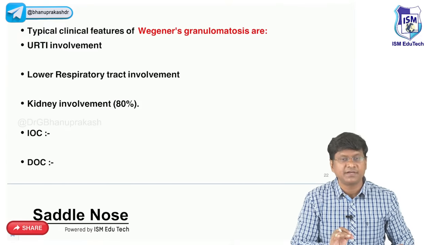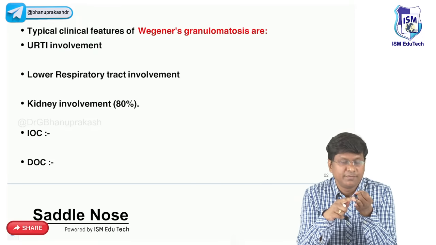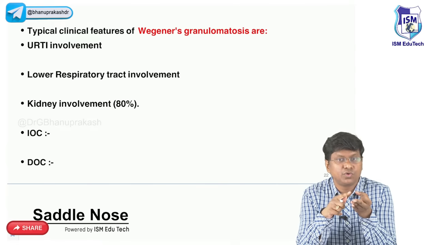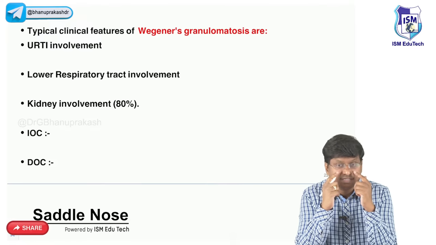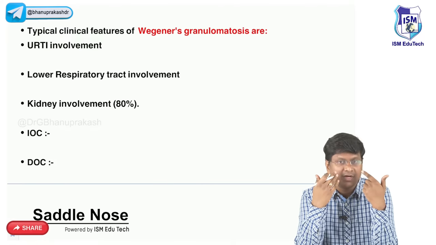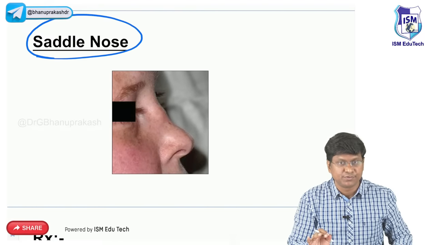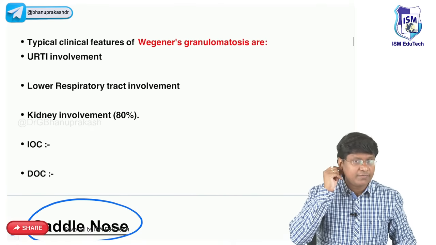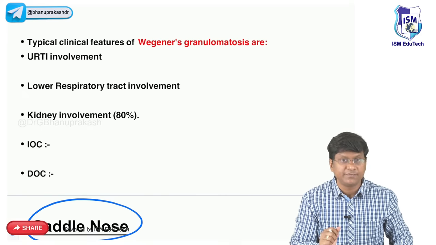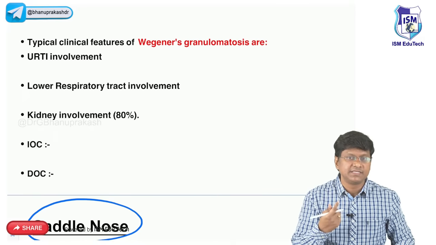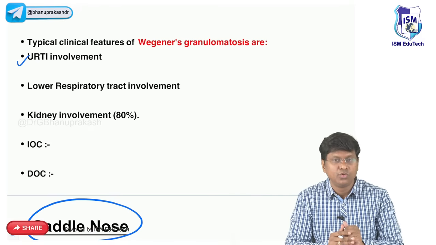Now take the upper respiratory tract involvement. Upper respiratory tract involvement will be in the form of involvement of the nose, the ear, as well as the throat and mouth. What will be the nasal involvement? Nasal involvement will be septal perforation, right? And thereby there can be collapse of the nose, and that will give you the characteristic saddle shaped nose, right? And what will be the ear involvement? The ear involvement will be in the form of conductive deafness. And what will be the throat involvement? That is in the form of strawberry gums. So that will be the upper respiratory tract involvement, followed by lower respiratory tract involvement.